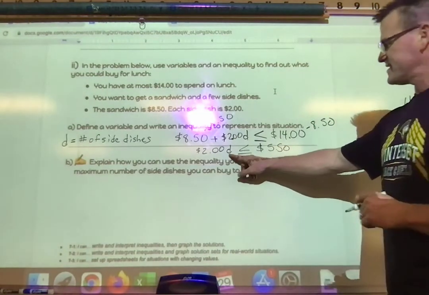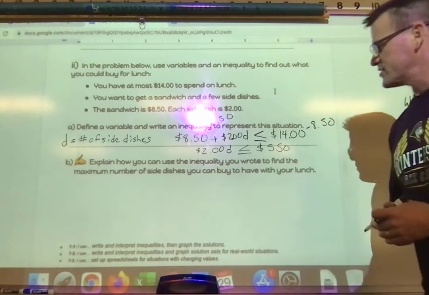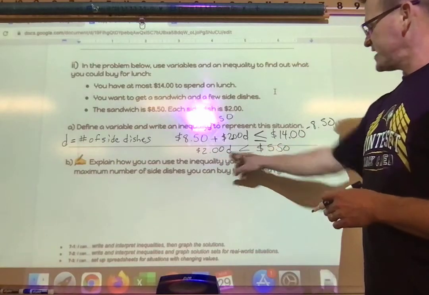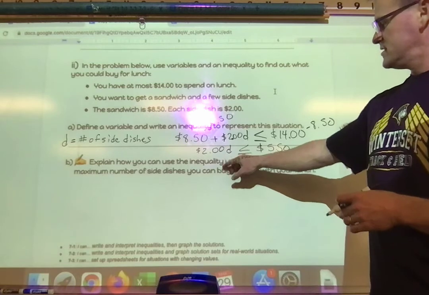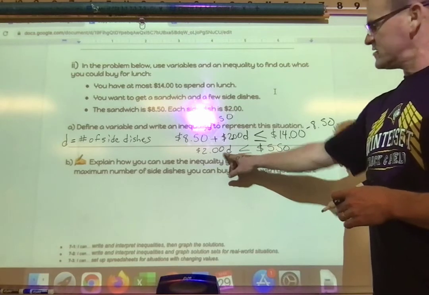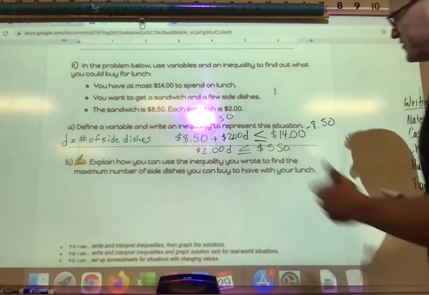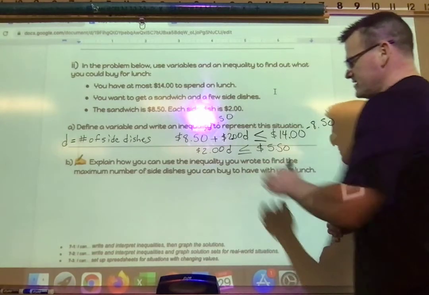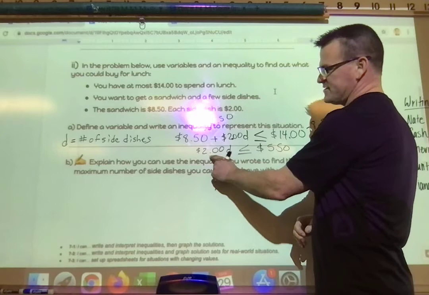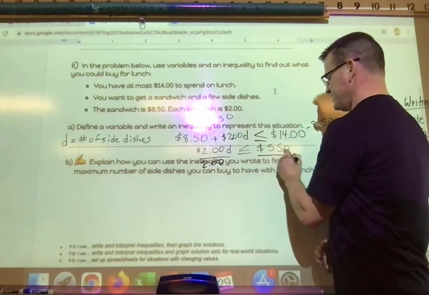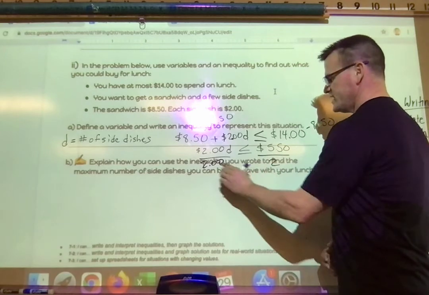So again, to isolate that variable, or you can use your common sense here and do some trial and error, but if I do 2 side dishes, that costs $4. But if I do 3, $2 times 3, that's $6. That's too much, so I can only afford 2 of them. But if you want to find out exactly, remember to isolate the variable. If I multiply by $2, I have to divide by $2 to undo that. So I need to divide by 2 here.